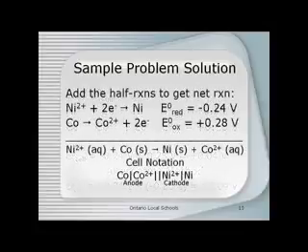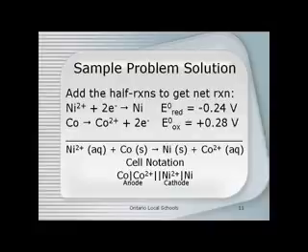Next, we want to add the half reactions together to get the net reaction. So we have our nickel 2 plus plus 2 electrons yields nickel, and our cobalt yielding cobalt 2 plus plus 2 electrons. When we add these two half reactions together, the two electrons will cancel, so we'll get nickel 2 plus aqueous plus cobalt solid will yield nickel solid plus cobalt 2 plus.